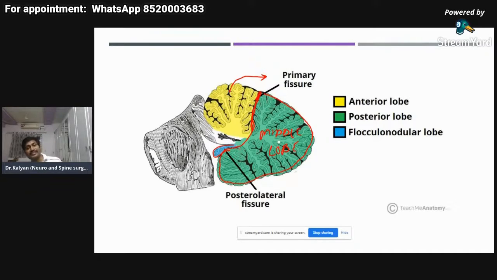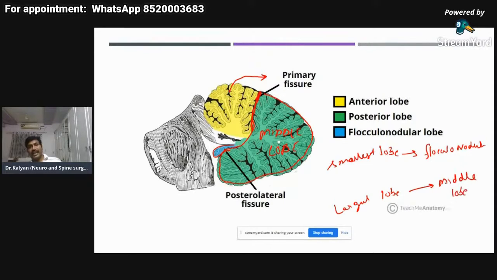So can you tell me what is the size of the lobes? Which one is the smallest one? The smallest lobe is the flocculonodular lobe. And which is the largest lobe? The largest lobe is the middle lobe. And which is intermediate in size? The anterior lobe is intermediate in size.